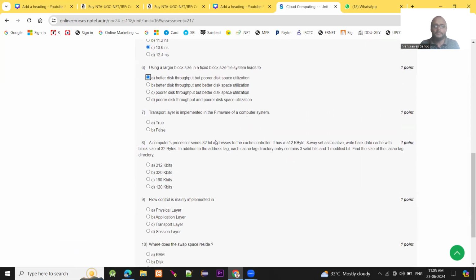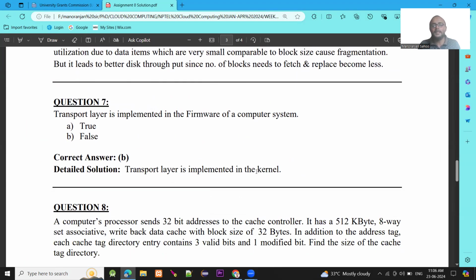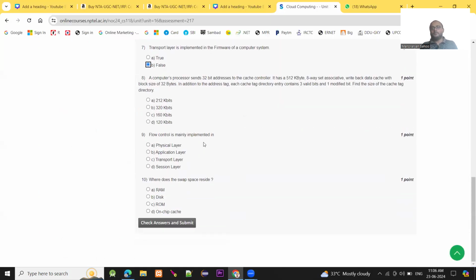Moving to question number 7. She is asking whether the transport layer is mentioned in the firmware of the computer system. Is it true or false? It is false. Why is it false? It is false because the transport layer is implemented in the kernel, not in the firmware of computer systems. Okay, remember these things.